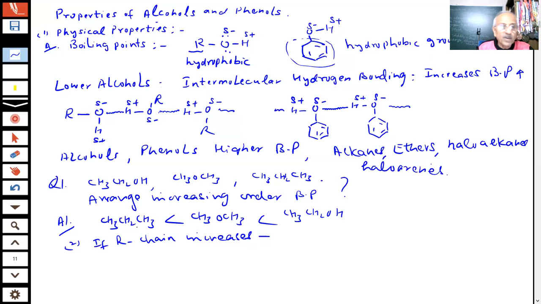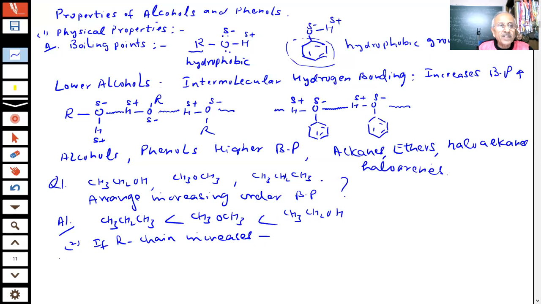So it will interfere in the case of solubility, and I'm talking about boiling points. In the case of boiling point, we will see that it is mainly determined by hydrogen bonding. When the R group is hydrophobic and the OH group is hydrophilic, this is the main thing when we compare them.